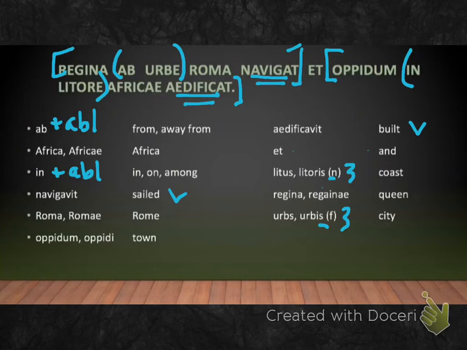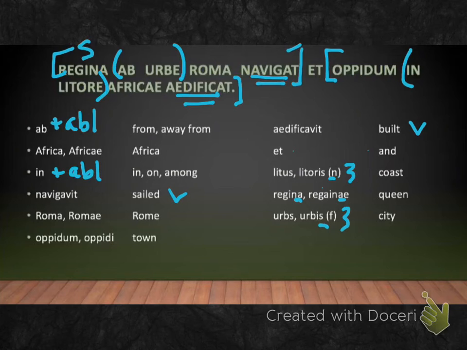So let's look at the first set of brackets. Regina ab urba Roma navigat. So my verb needs somebody to do it, and I have two nouns that aren't in the prepositional phrase, Regina and Roma. Regina is the first declension noun that means queen. It ends with the letter A, so that means it could be the subject, or if I look at the first declension column, the A can also be ablative. But Regina doesn't come after a preposition, so I'm going to make it the subject in the nominative case.